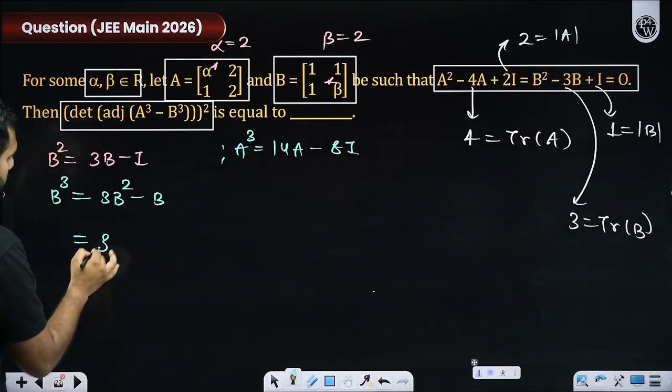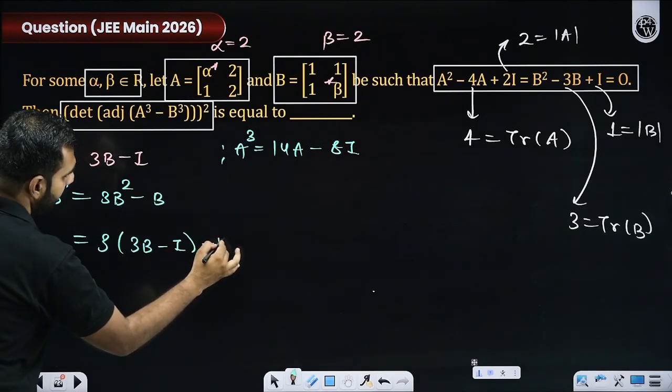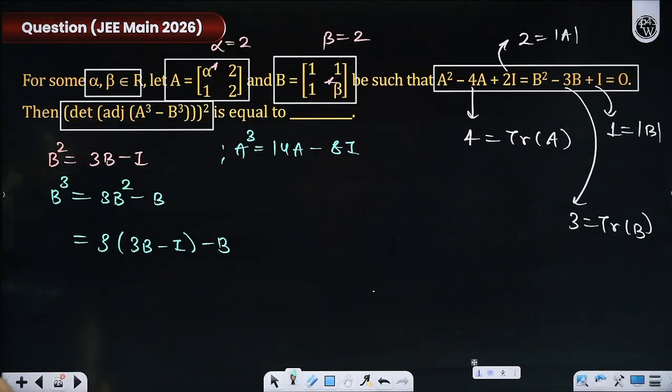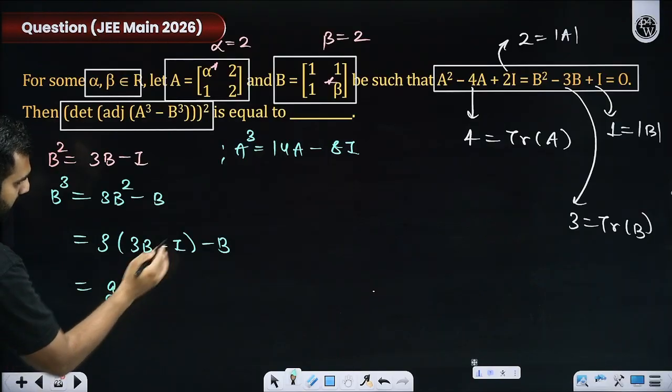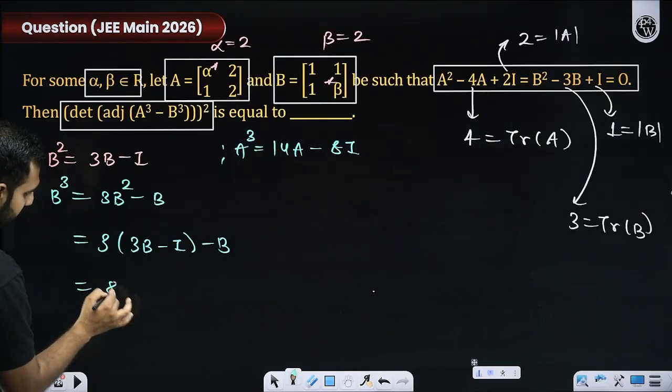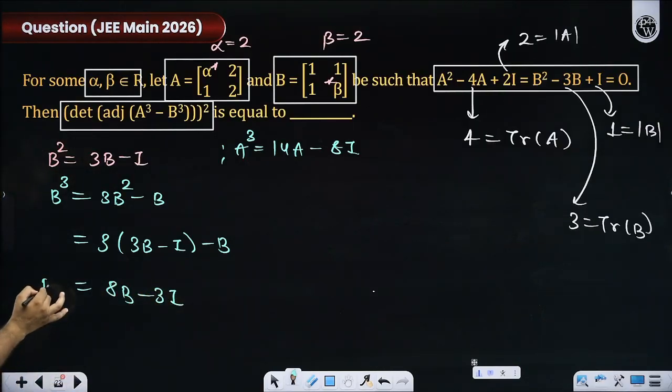So this is 3. What is b square? B square is 3b minus i minus b. Yes or no, everyone? So this gives you 3 into 3, 9b minus b, that is 8b, and this is minus 3i. Yes or no? So that's b cube.